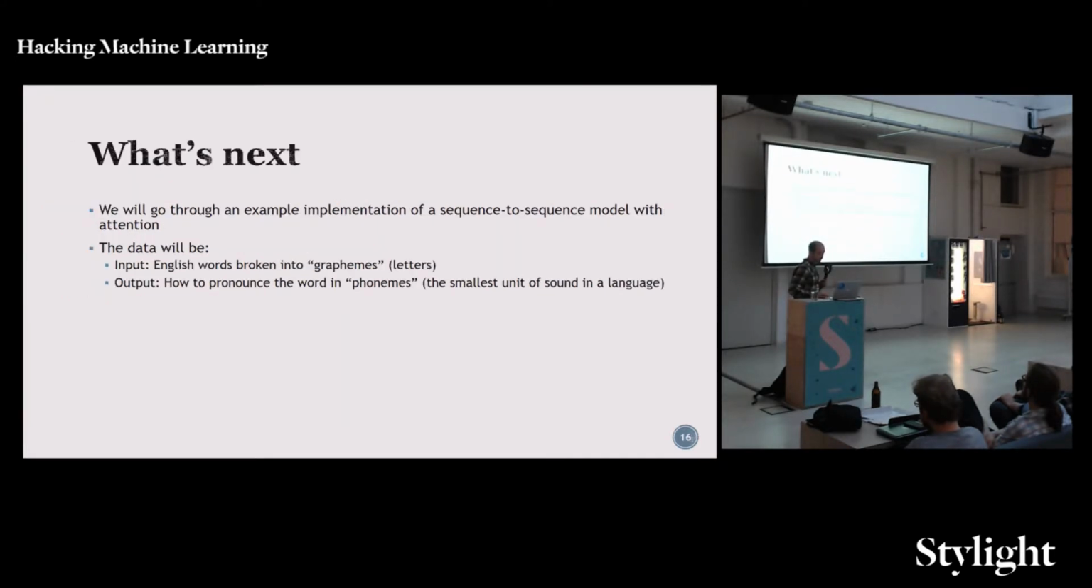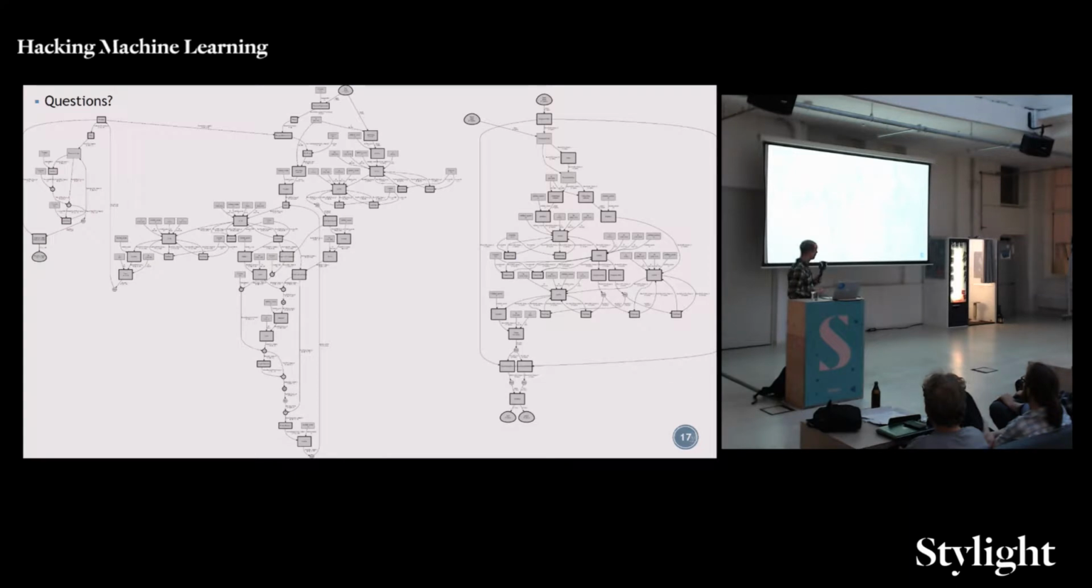Okay, so we're going to go through an example implementation of sequence to sequence in CNTK. The data will be these English words broken into graphemes, so letters, and then how to pronounce the words in phonemes, so we'll output phonemes. This is what the network looks like, using CNTK's cool graphing function.